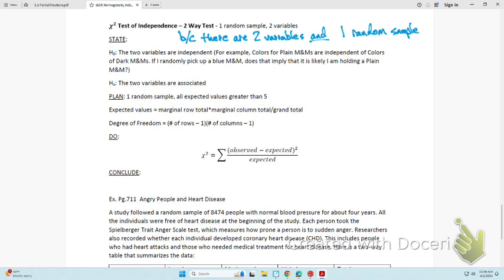So everything else is really similar. Expected values are calculated the same way. Degrees of freedom is calculated the same way. Your null should match the name of the test right there. I said it in the last video. Name of test should match the null.